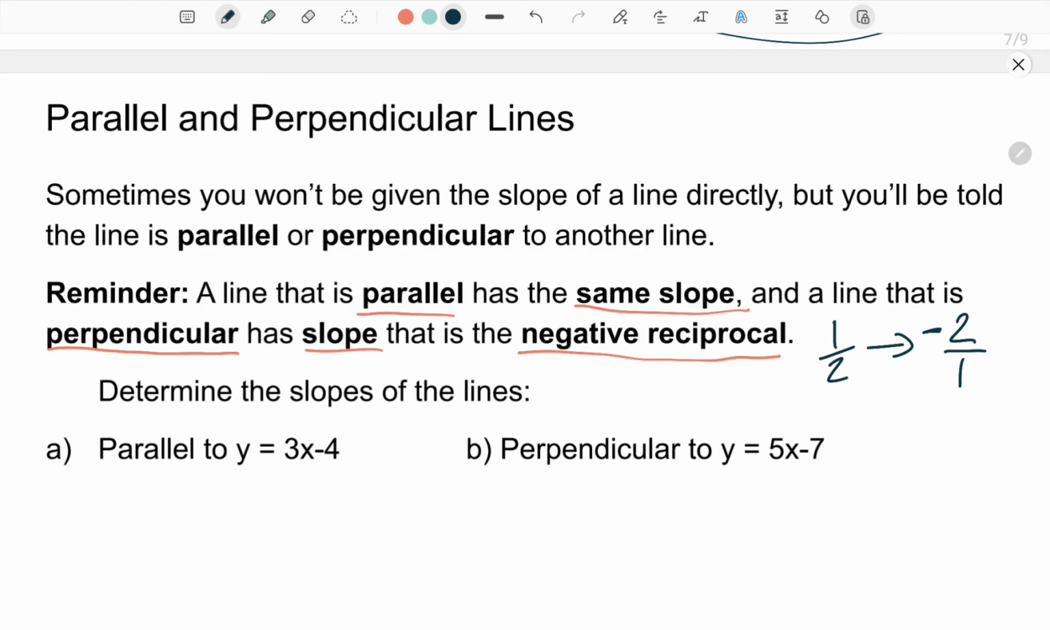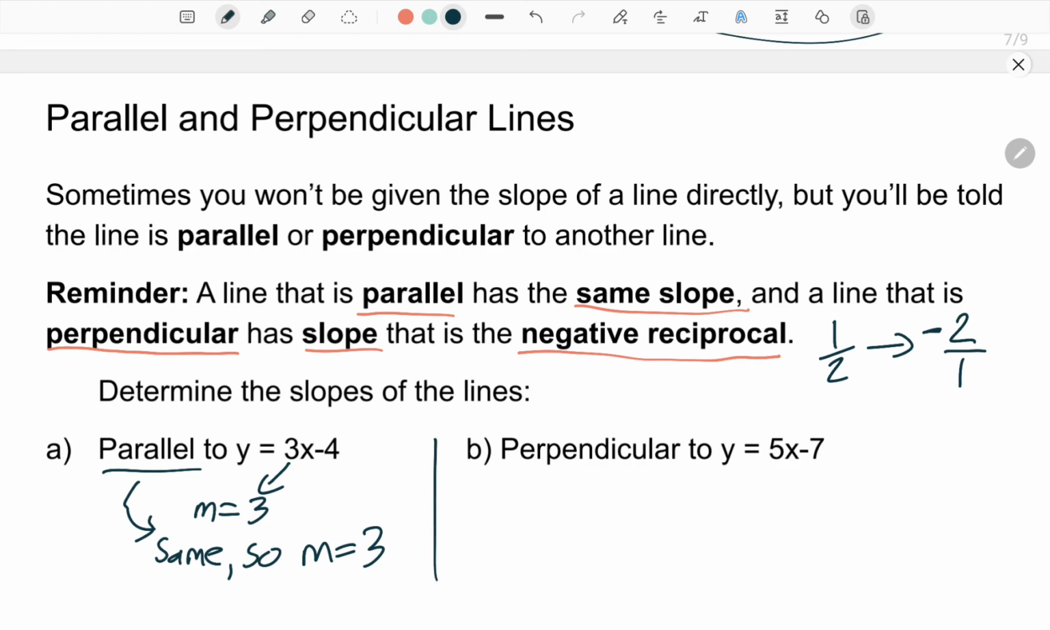All right, so what would the slopes be of the following lines? So if we had a line parallel to y equals 3x minus 4, well, we just need to identify what the slope is in that given line. So m equals 3. And since it's parallel, it'll be the same. So m equals 3 itself.